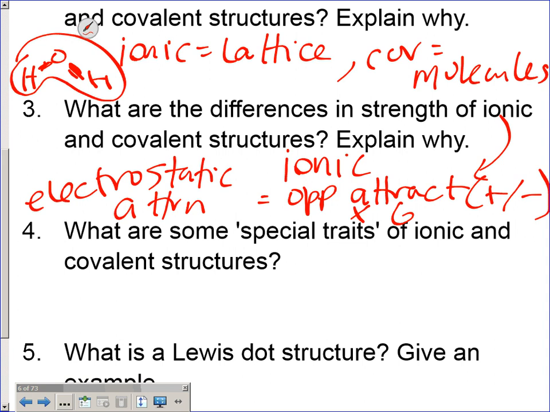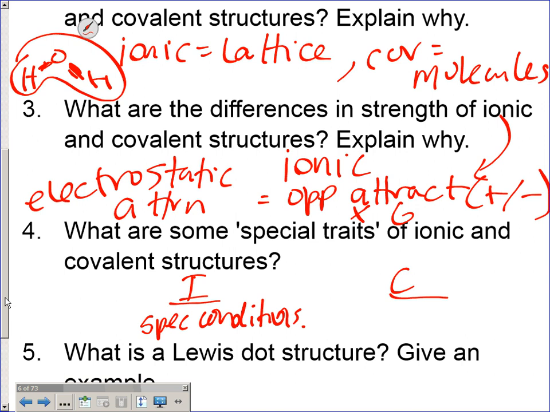Ionics, they only conduct electricity when they're dissolved or melted. Okay, so special characteristics or conditions to their conductivity. Okay, so I'm just going to say that loud. This group.